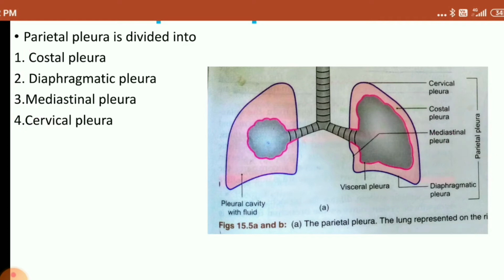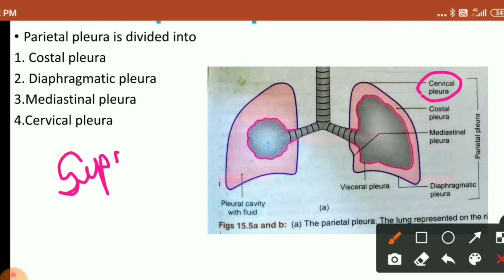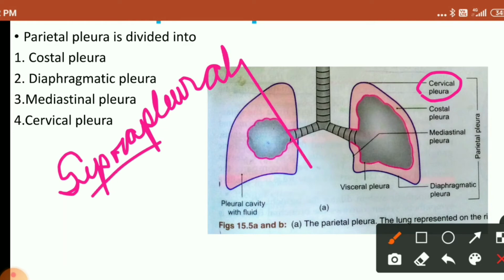But let me tell you one thing, this cervical pleura has some additional points. This cervical pleura is actually related to the muscles of the neck. You know that above the cervical pleura, you have one musculoconnective tissue which is known as the suprapleural membrane. You see, this is the suprapleural membrane.